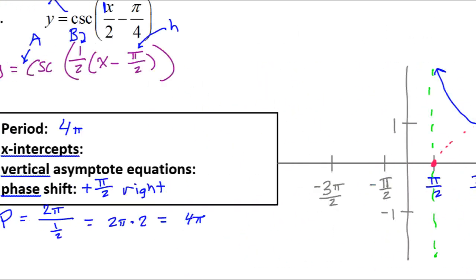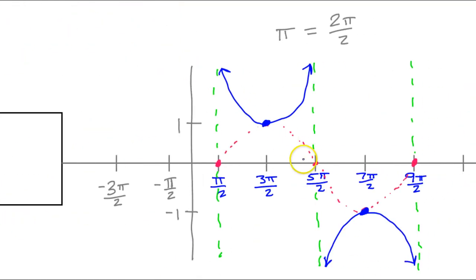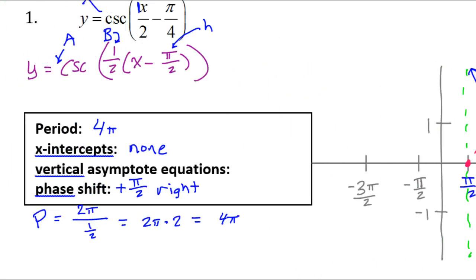Alright, so that's it for the graph. X-intercepts, there were none. As you can see, it doesn't touch the x-axis. The cosecant function is shown here in blue.